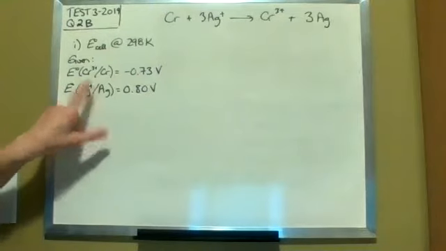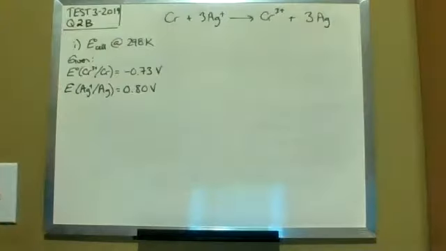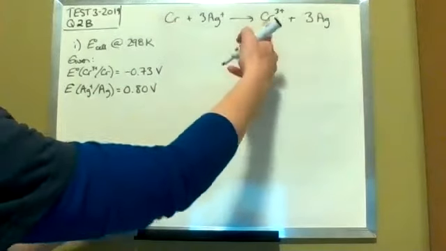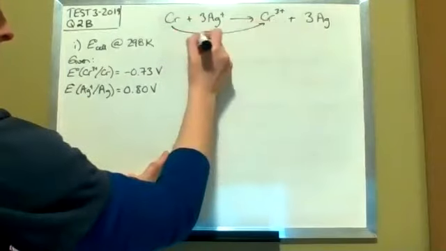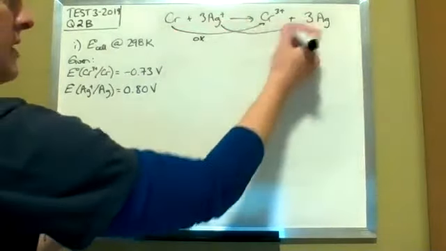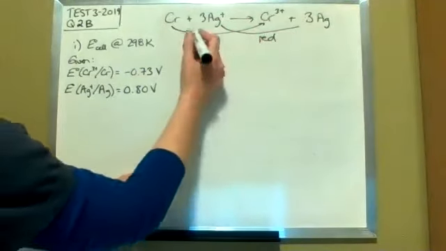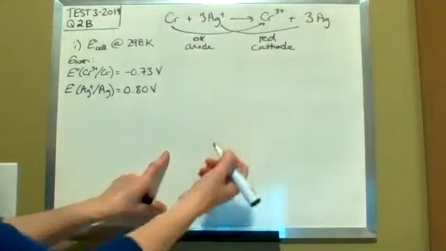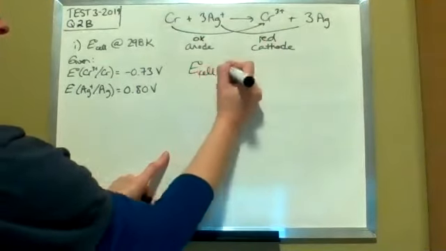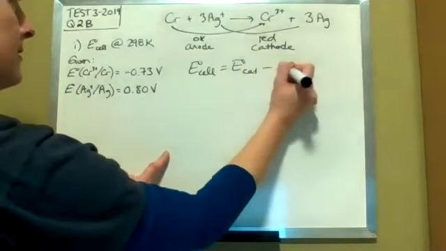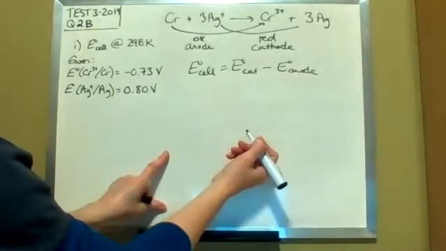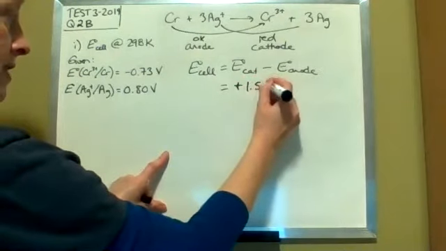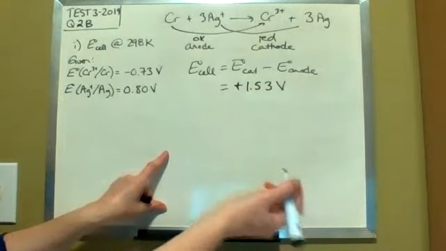But in order to find E0 cell, you need to know which one is going to be oxidized, which is reduced, or what's your anode or your cathode. Looking at the reaction up here, our chromium is going from 0 to +3, so chromium is being oxidized, and our silver is being reduced. Remember, oxidation happens at the anode, reduction happens at the cathode. So E0 cell is E0 of the cathode minus E0 of our anode. Putting these in, we should get a value of plus 1.53 volts. So that was part 1.